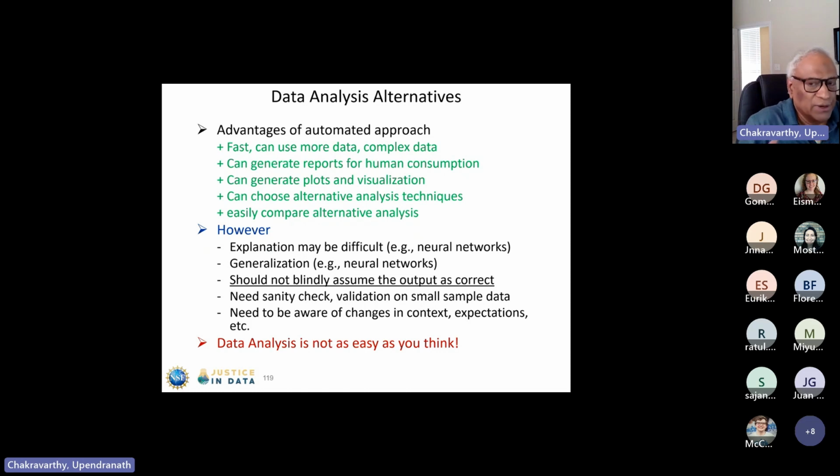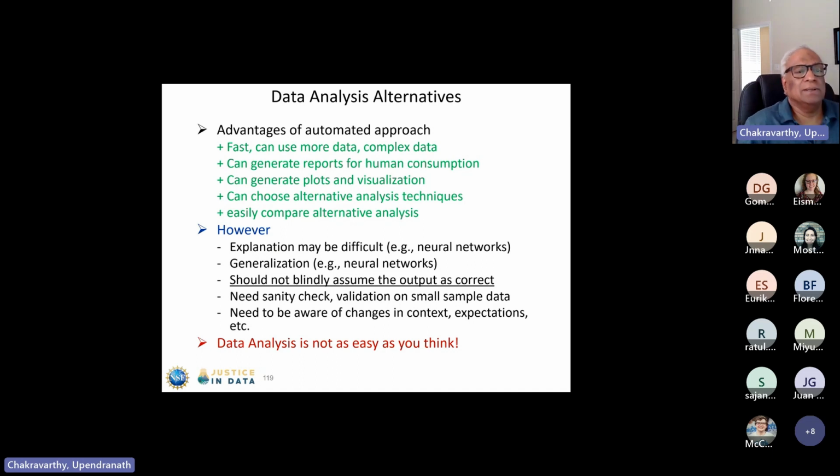It works for certain trained labeled data set, but if the data set changes, you have to come up with a new neural net. Generalization is difficult. Should not blindly assume the output is correct. Need sanity check. Validation on small sample data. Need to be aware of changes in context, expectations, etc. So data analysis in the net is not as easy as you think.